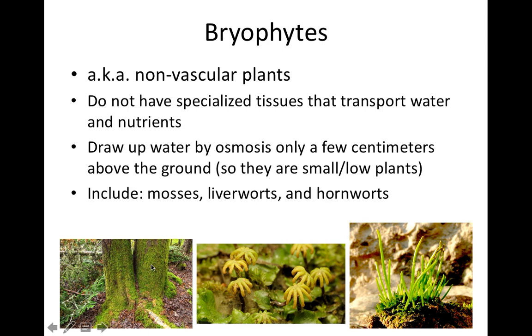Some examples are mosses, like you can see on this damp tree here. Mosses are an example of a bryophyte. Liverworts, like you can see here, which is a little hard to see, are also very flat, low plants. And then here you have hornworts, and the plant itself is actually right here, and these are sporophytes and gametophytes, which we'll talk about in a second. But the plant itself is very low to the ground. It's just this patch right here.